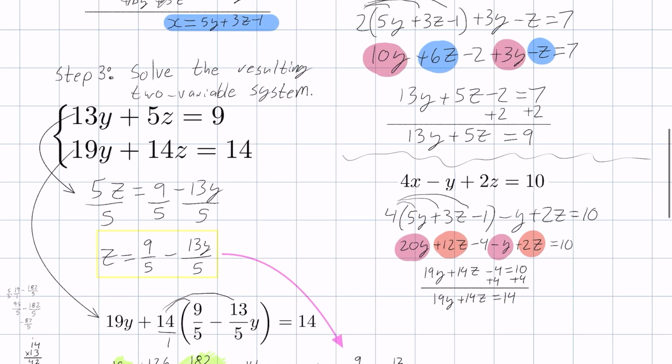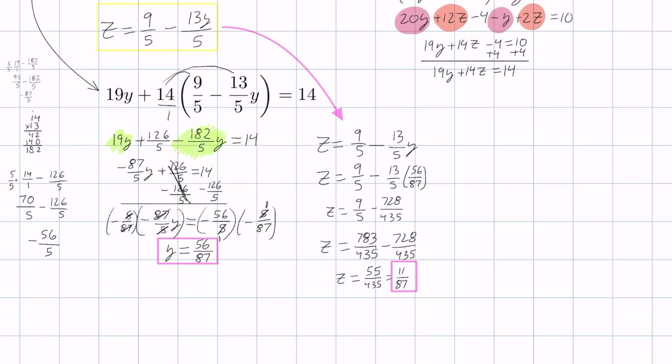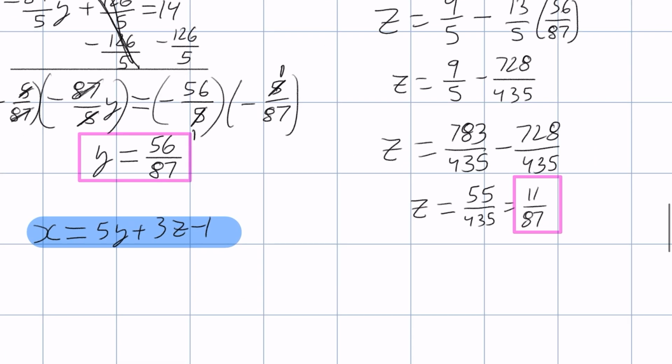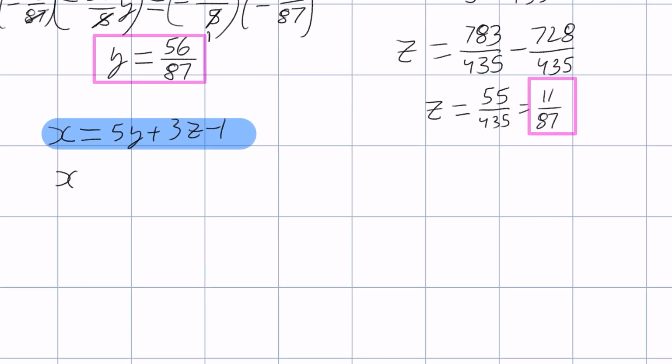We're going to go back up to our original value that we solved x for. And we're just going to copy that and bring it down. We'll bring that down here. And we're going to plug in the two values that we have for y and z. X is equal to 5 times 56 over 87 plus 3 times 11 over 87 minus 1.